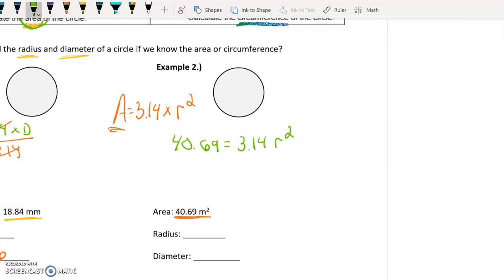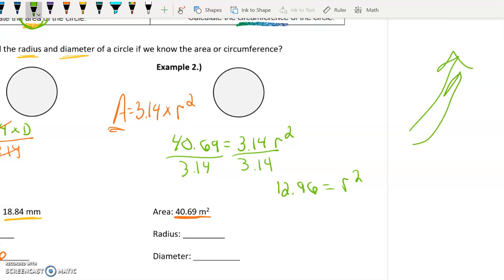So very similar to the examples we did up here, we need to get rid of that 3.14. So I go ahead and divide that by 3.14. So I have 40.69 divided by 3.14 gives me, and I'm running out of space, so I'm going to come over here, 12.96 equals r squared.